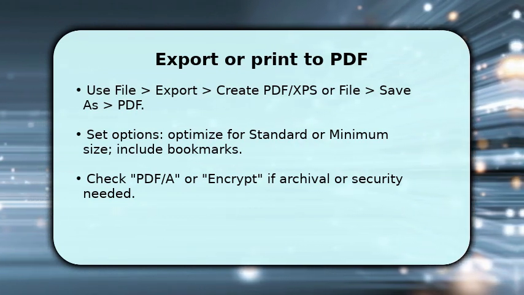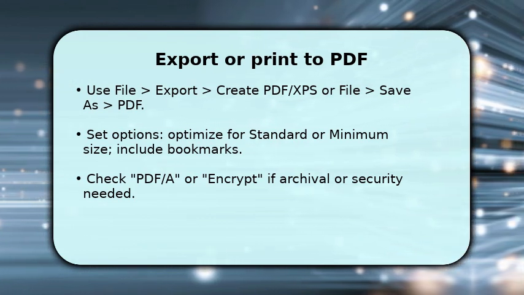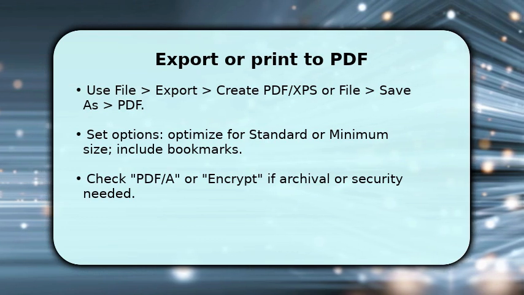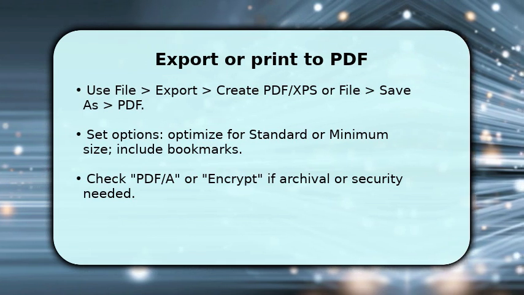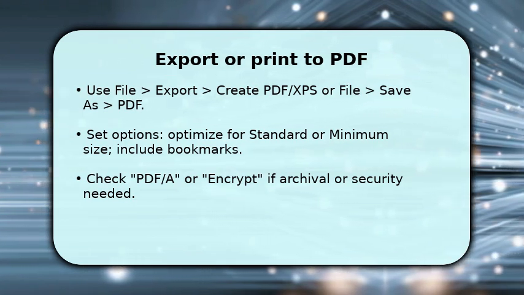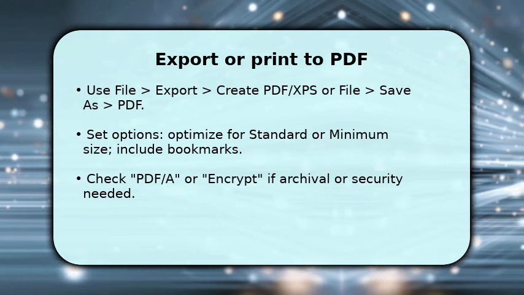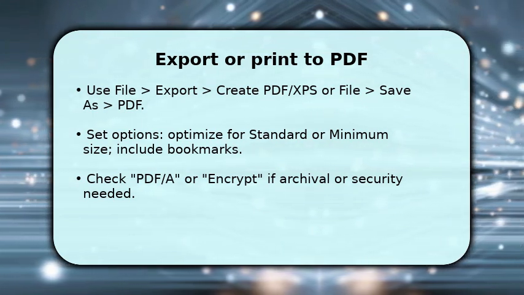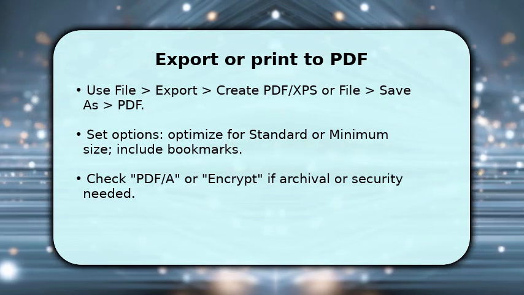Both produce reliable results. Select standard for quality or minimum size for sharing, and enable bookmarks if your document has headings so navigation stays. Under Options, include document properties, embedded fonts, and set PDF/A for archival needs. If you need password protection, use encrypt options. Once configured, click Publish or Save, and wait for Word to complete the render.